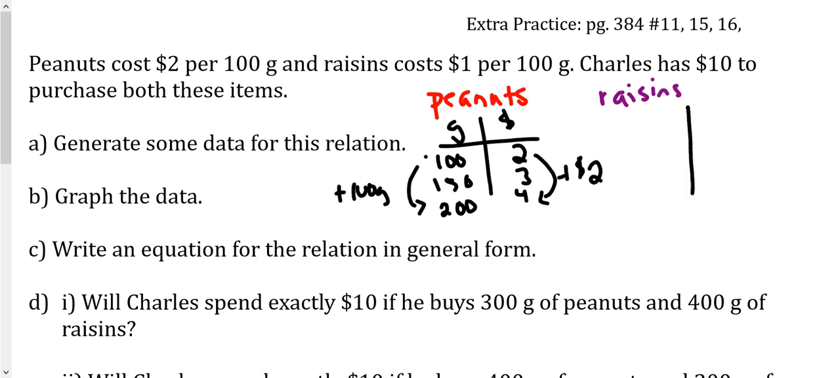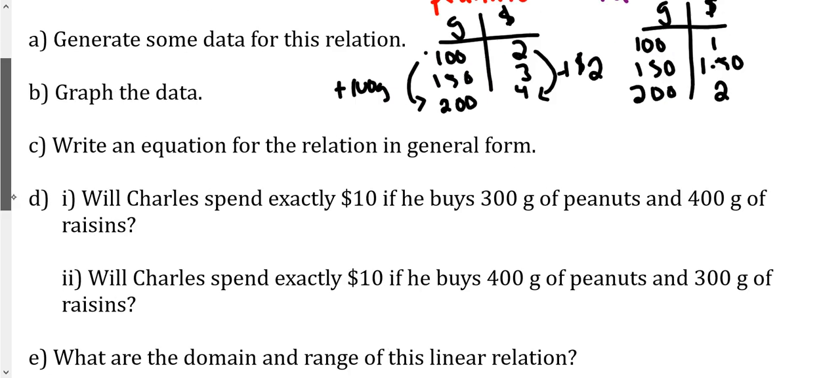Raisins, on the other hand, if I buy 100 grams of raisins, it costs me $1. What a cheap snack. If I buy 200 grams of raisins, it's going to cost me $2. We can assume that if I buy 150 grams of raisins, it's going to cost me $1.50. So I've generated some data. We want to graph the data now.